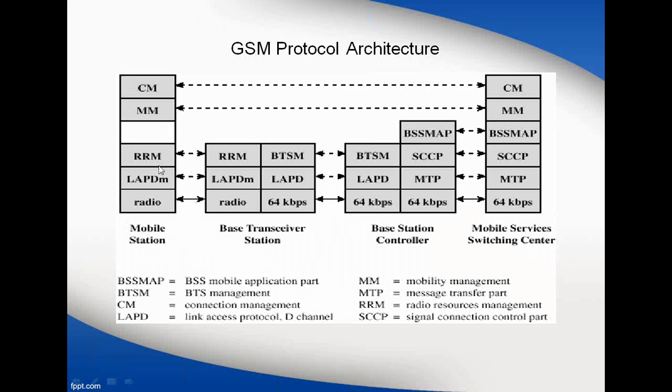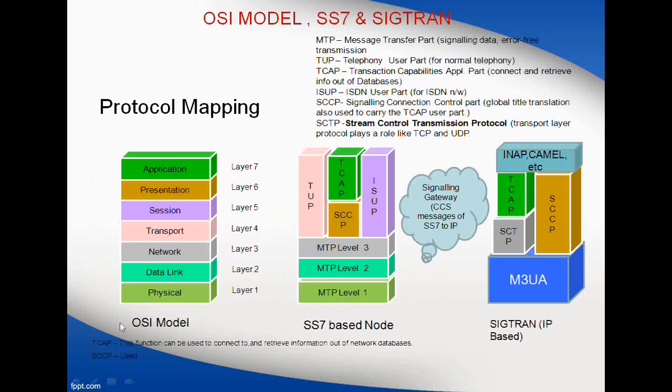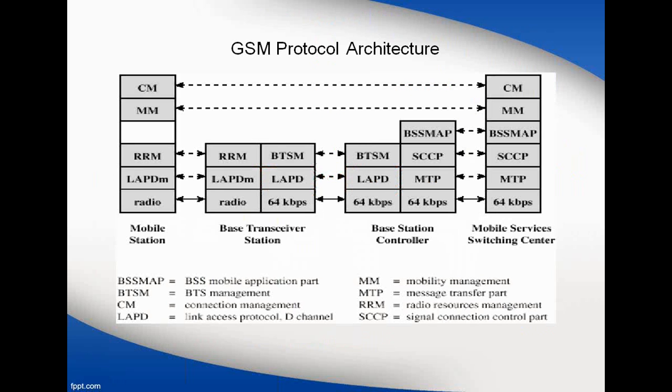So you have your LAPDm. LAPDm is nothing but your link access protocol. It is going to do the data link. For example, it is going to take care of this OSI model's data link activities. That is the reason I have given this OSI model, just to have a simple understanding that these derivatives are from here, so that we will be able to understand the functionalities in a better way.